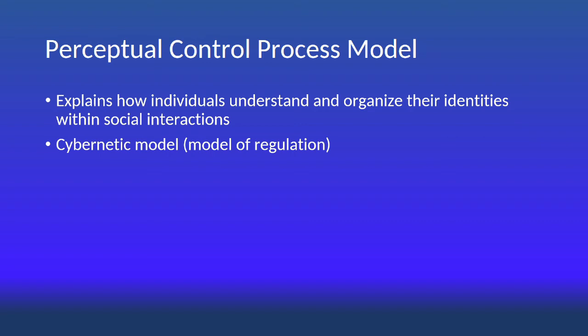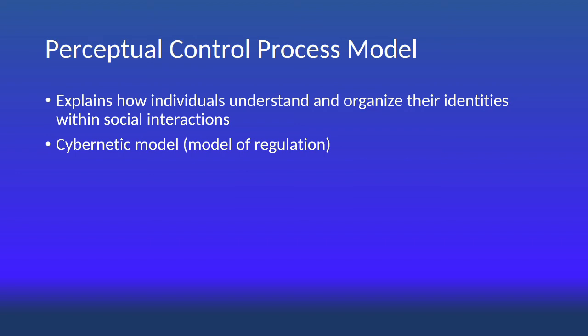A common example is that of an air conditioning system. You have in an air conditioning system a thermostat that detects the temperature and an air conditioning unit. You're comparing the temperature to a desired temperature, and when there's great enough difference, the air conditioner turns on to control or regulate the air. So the perceptual control process model is a version of identity theory that explains how individuals regulate their identities.